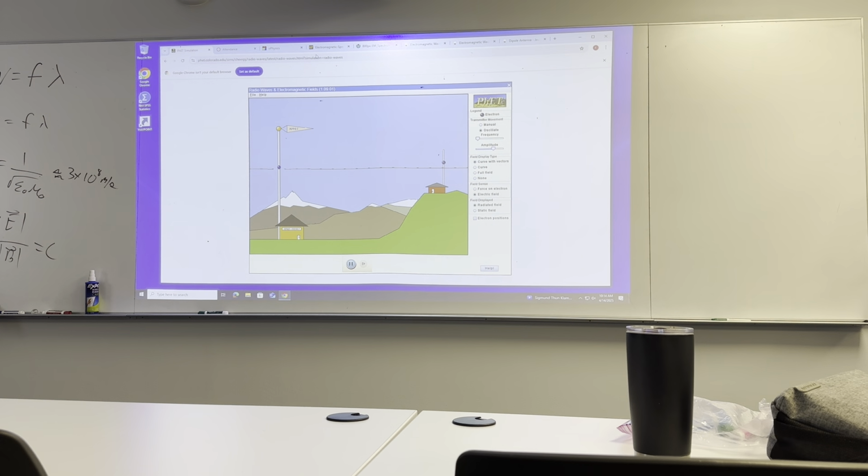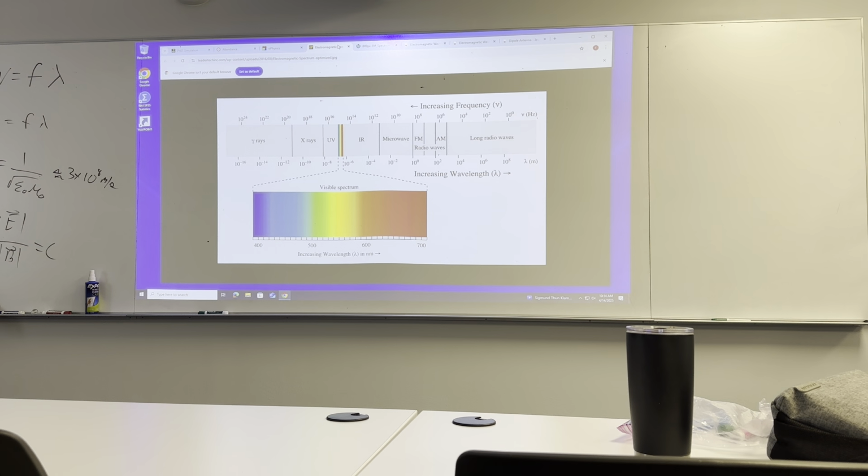This gives us the electromagnetic spectrum, which you can see here. Or maybe we can make that a little bigger. Control plus.